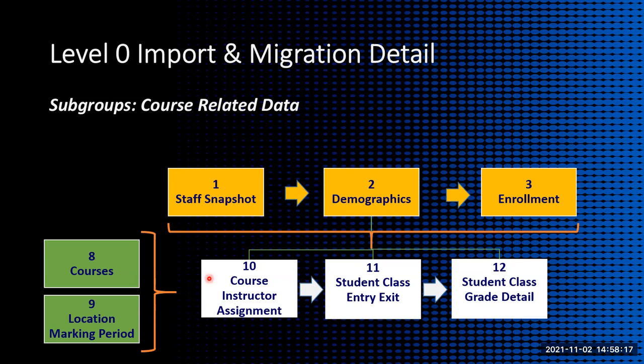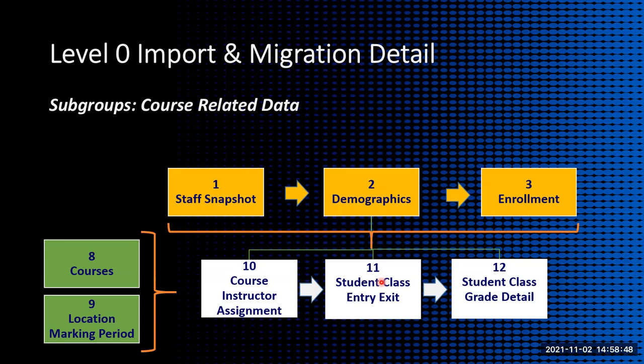Once you have all that set and migrated your course instructor assignment, you can then move on to your student class entry exit. These records will link a student who has previously been migrated in demographic and enrollment with a course and instructor, which was previously migrated in course instructor assignment. Almost there. We now have students enrolled in buildings, linked to courses, and teachers.